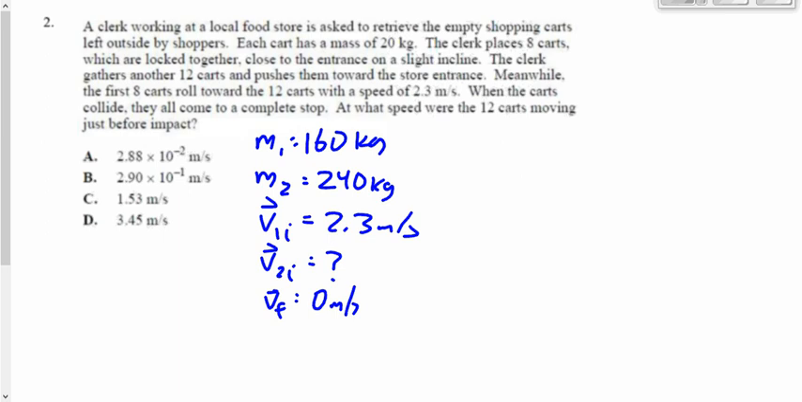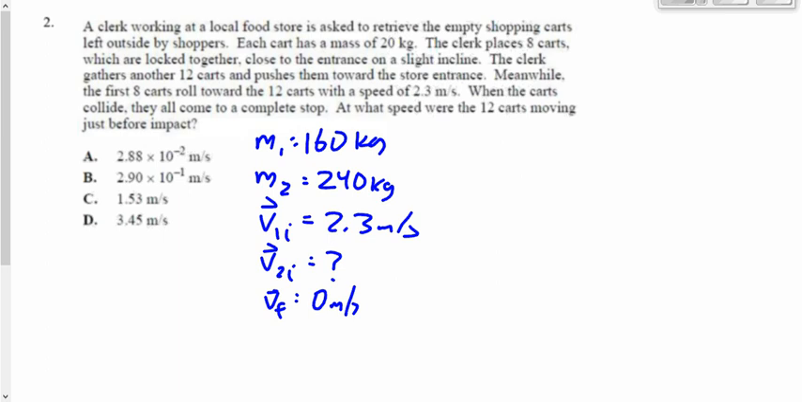So listen, when you see a question like 12 carts, 8 carts, incline, guy pushing, whatever, just strip all that away. Turn this into just a regular worksheet problem. Okay, we could rephrase this. A 160 kilogram mass moving at 2.3 meters per second collides with a 240 kilogram mass. They come to a stop. What was the initial velocity of mass number 2? Right? That's the question. Don't get bogged down by wordings and 12 carts and 8 carts. Just make it simple.